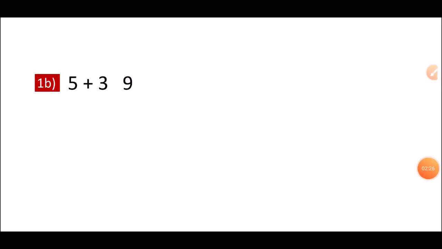So question 1b, as you can see on the left hand side we have 5 add 3, and on the right hand side we've got 9, so we've got to put a sign in between. So we know that 5 add 3 is 8, and this is less, so we're going to use this sign. 5 add 3 is less than 9. We can't use this sign because the left side is smaller.